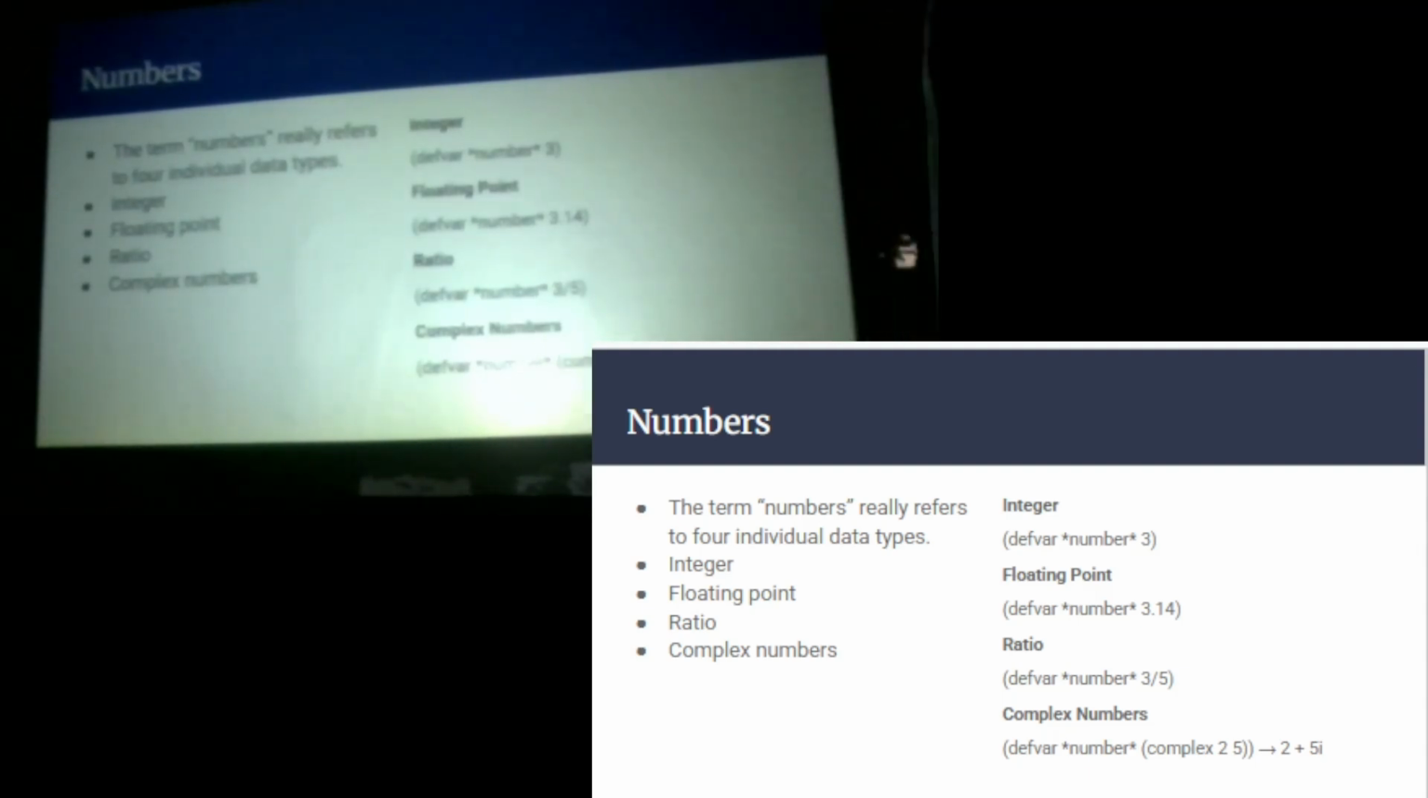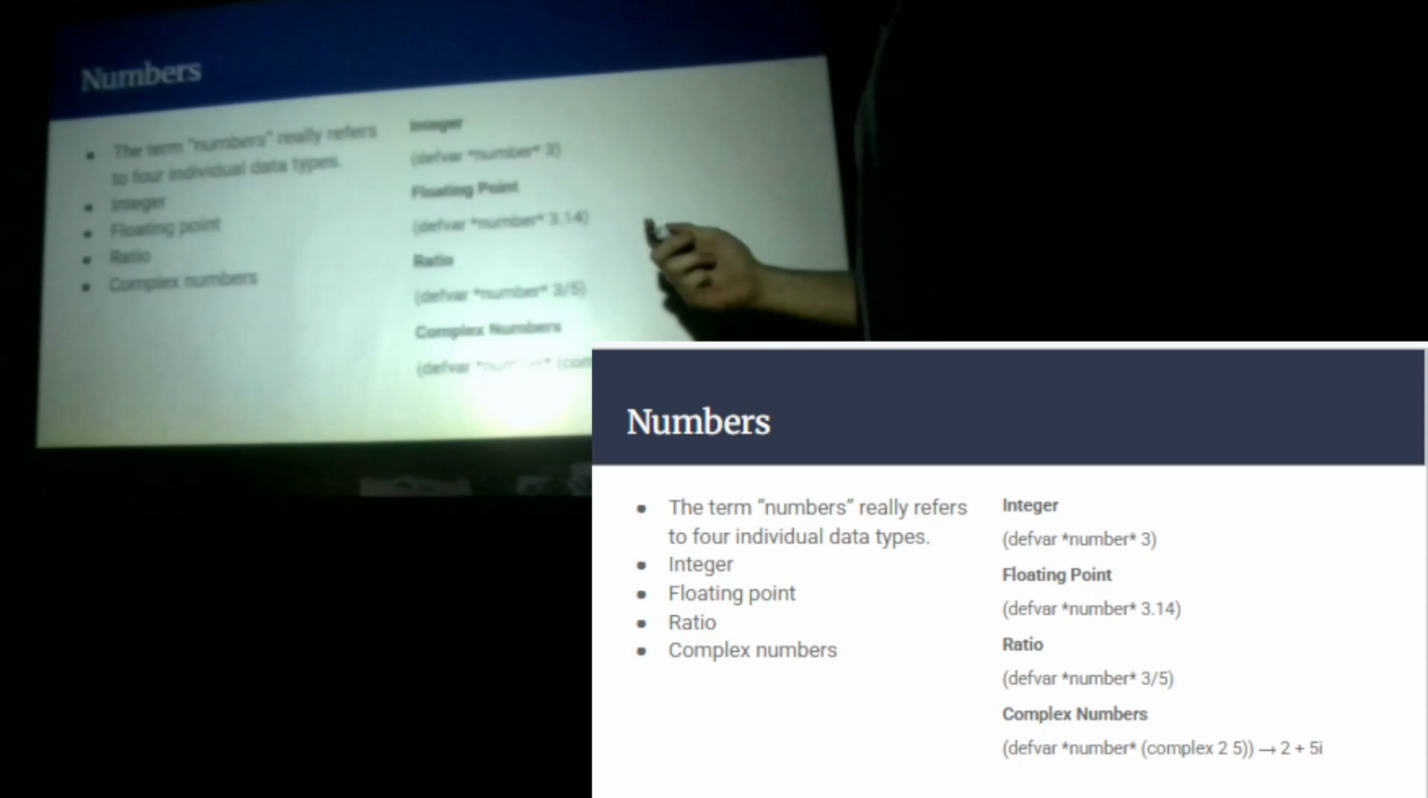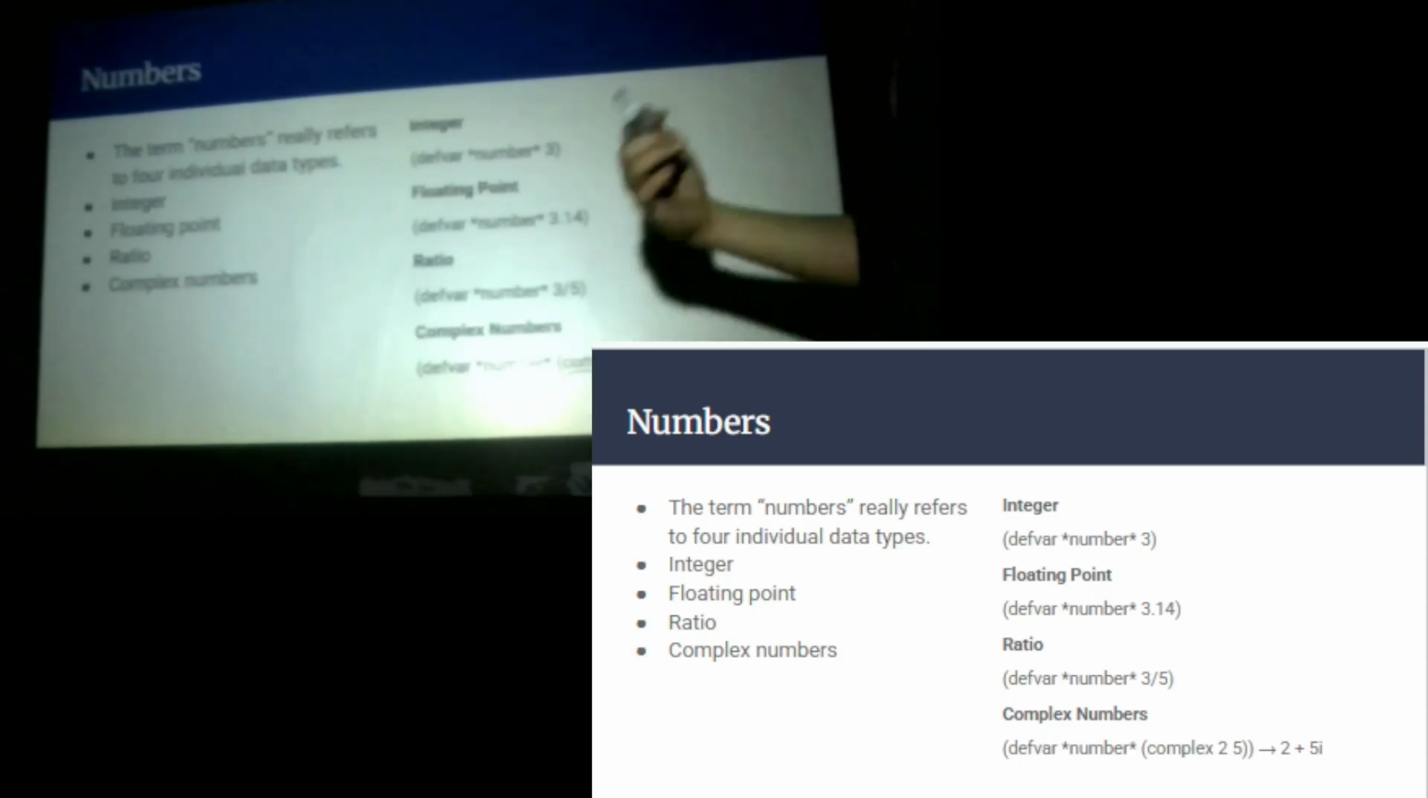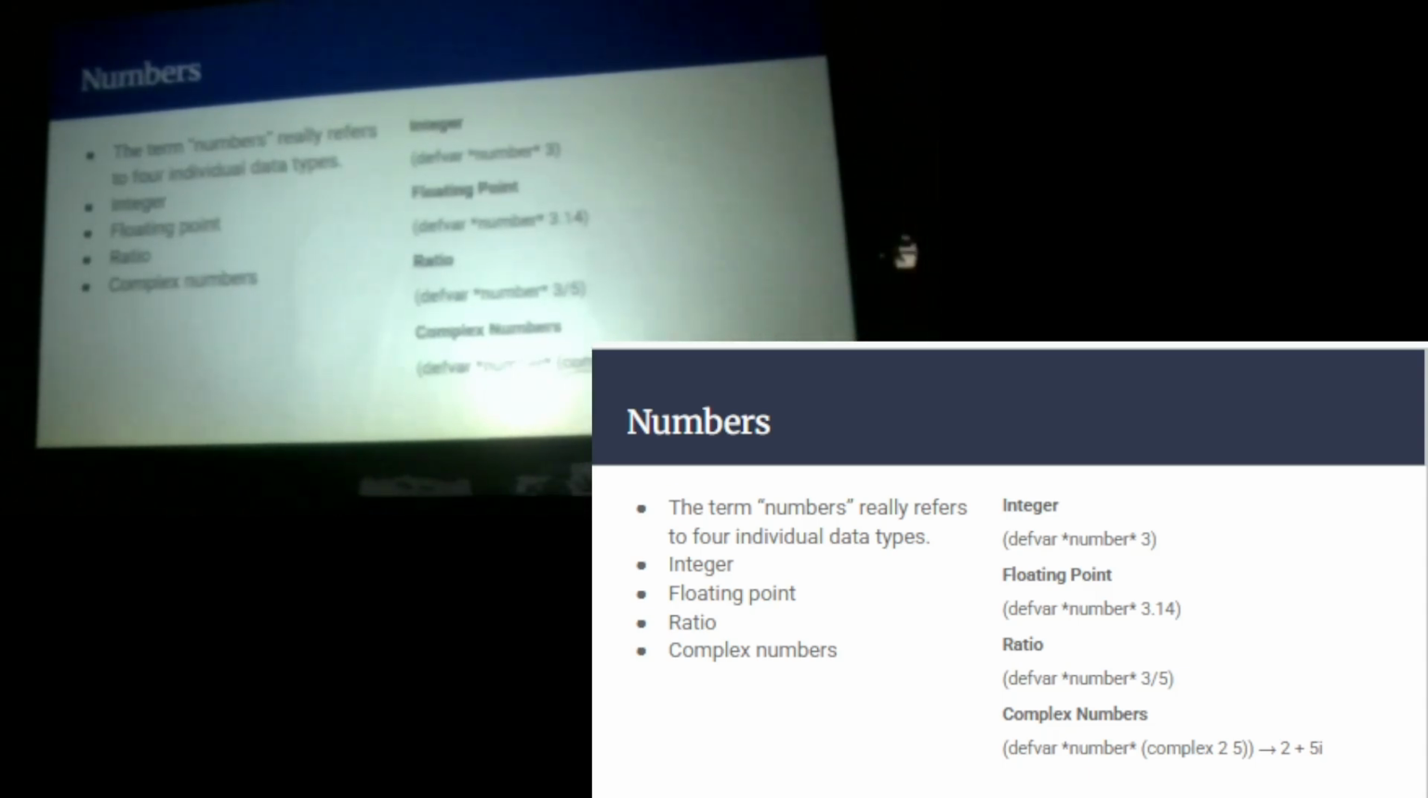Complex numbers, which are really weird. I didn't even realize Common Lisp had native complex support until I started this, which is strange. So you can actually represent complex numbers using a complex function, which is built into Common Lisp. That's kind of neat, like 2 plus 5i.